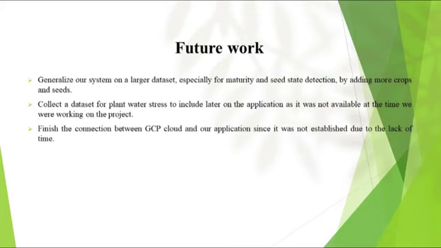And collect a dataset for plant water stress to include later in the application, as it was not available at the time we were working on the project. And finish the connection between the Google Cloud platform and our application, since it was not established due to the lack of time. And here is the result of our Google Cloud platform inference for the tomato and apple maturity check and the garlic seed viability.